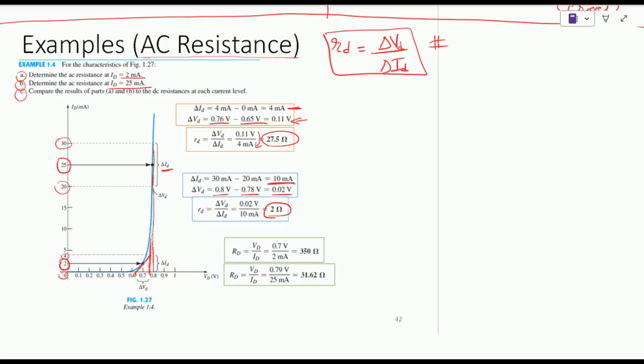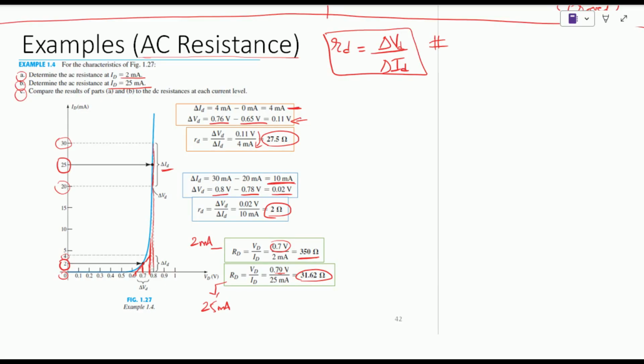In the third part, we have been asked what happens if we take the same characteristic curve graph and find the DC analysis or DC resistance. So that is very simple. We use these equations for the current at 2 milliamps and the same equation when the current is at 25 milliamps. And we can see that at 2 milliamps, the exact value comes out to be 0.7 for the voltage. So here the resistance is 350 ohm. And at 25 milliamps, the exact value comes out to be 0.79. So it is 31.62 ohm. So this is how we can find the AC resistance of the signal or any characteristic curve provided.